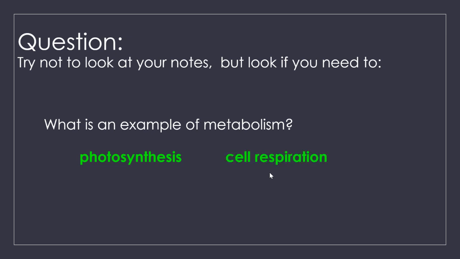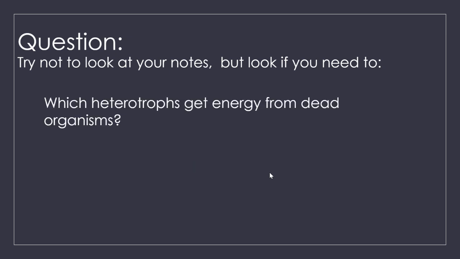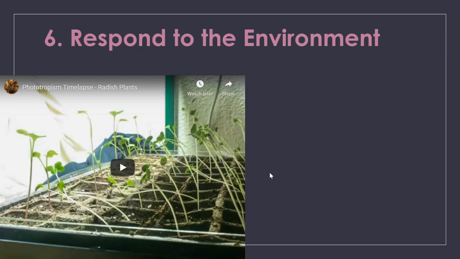Those are 2 examples. Which heterotrophs eat both plants and animals? Those are omnivores. Which heterotrophs get energy from dead organisms? Those are decomposers. And next, we're talking number 6.